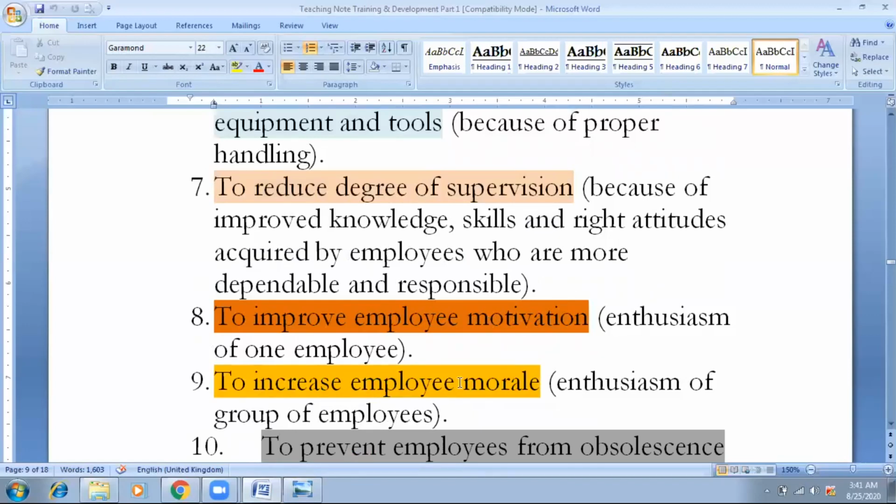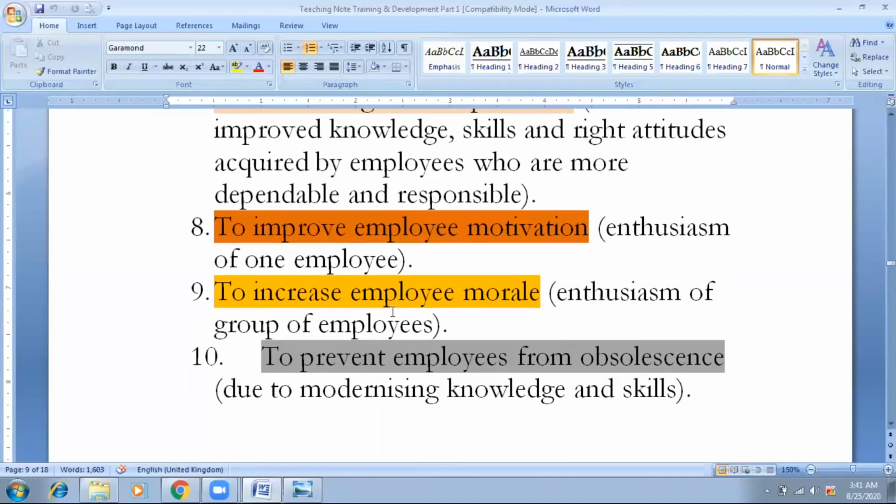Then to increase employee morale, the enthusiasm of a group of employees. So motivation is for a single employee, and morale is for a group of employees. We can improve both motivation and morale because of training and development. Then to prevent employees from obsolescence. What is this obsolescence? It is due to modernizing knowledge and skill.